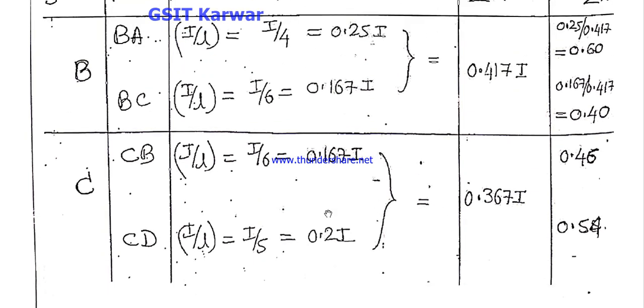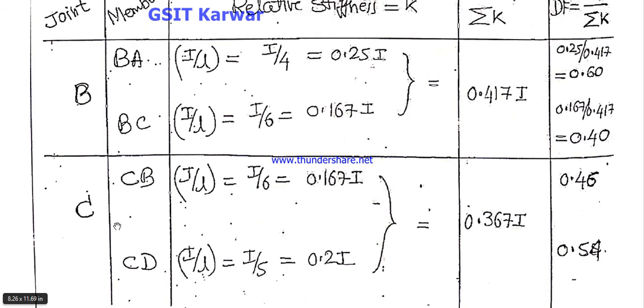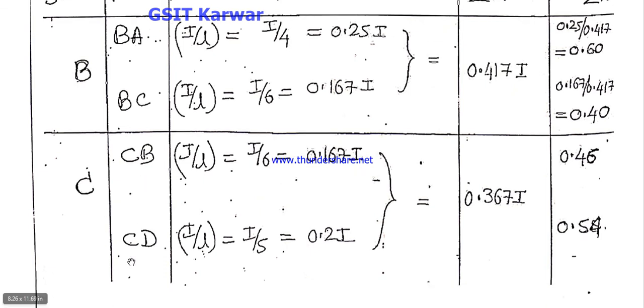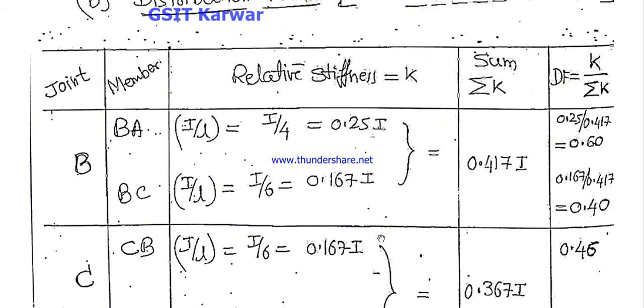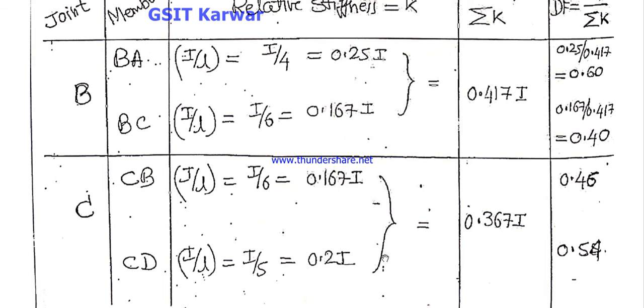Coming to joint C, here you take members CB and CD, and the relative stiffness factor is I by L. Substitute the data and calculate the relative stiffness K value. After that, take the summation of K and calculate the distribution factor similarly.